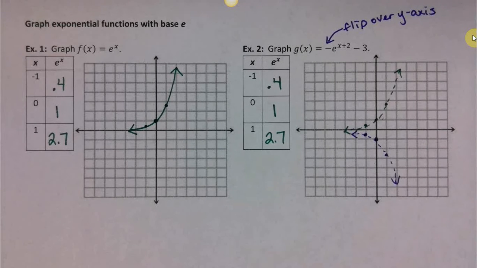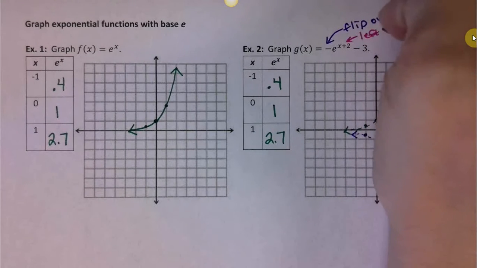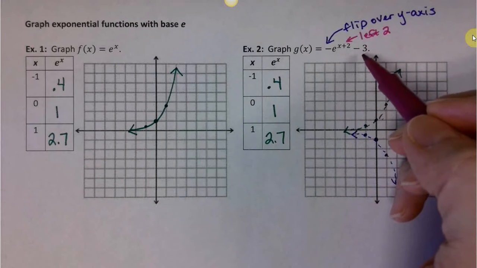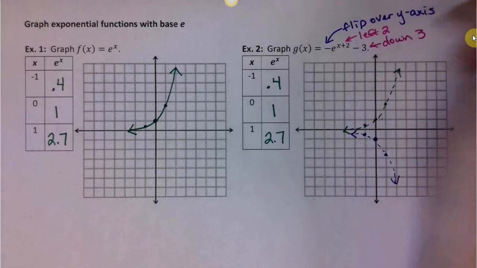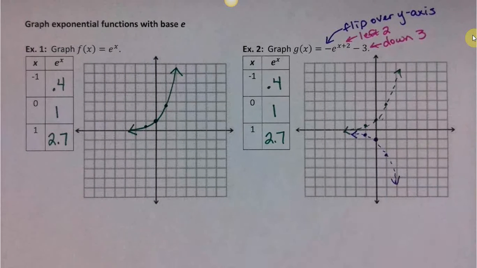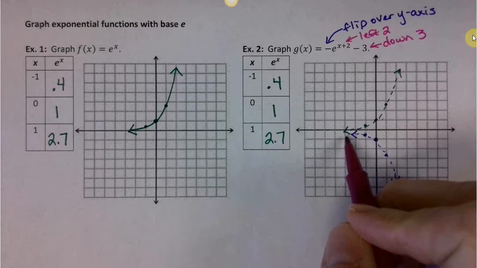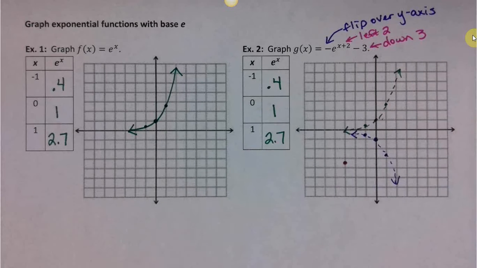And then the +2, since it's on the inside with the x, that tells us to move to the left 2. And then the -3, since it's on the outside of the exponent, that tells us to move down 3. So I'm going to take each of these last set of points and move them left 2, down 3. So this one is going to go left 2, down 1, 2, 3, so that it ends up at (-3, -3.4).